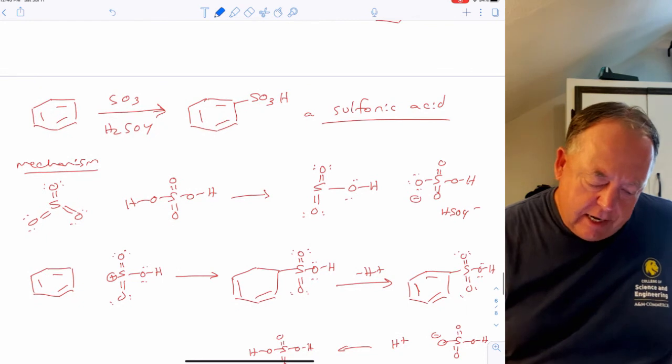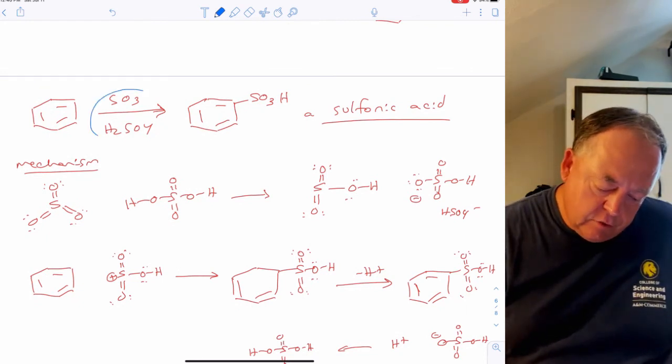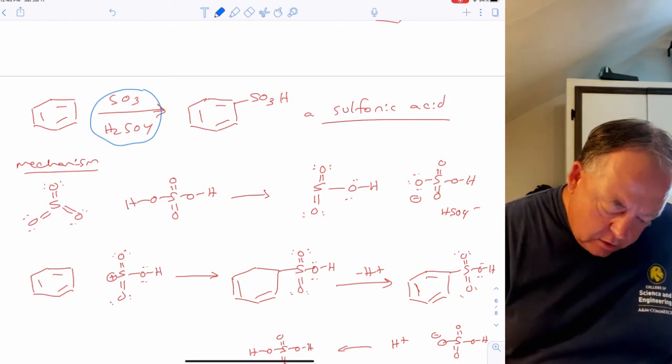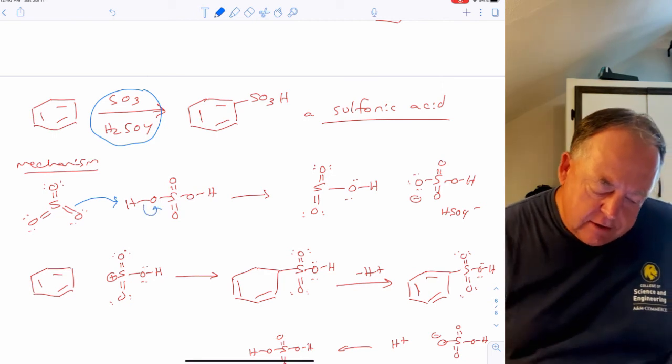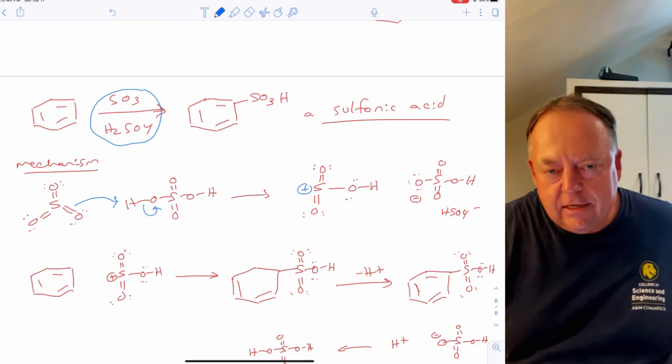Okay, so lastly, how do you put the sulfonic acid on a benzene ring? So the recipe again is SO3 and H2SO4. The mechanism, so we can protonate one of the oxygens. Sulfuric acid is a strong acid, and then that will give you this electrophile. And now the mechanism is the same.